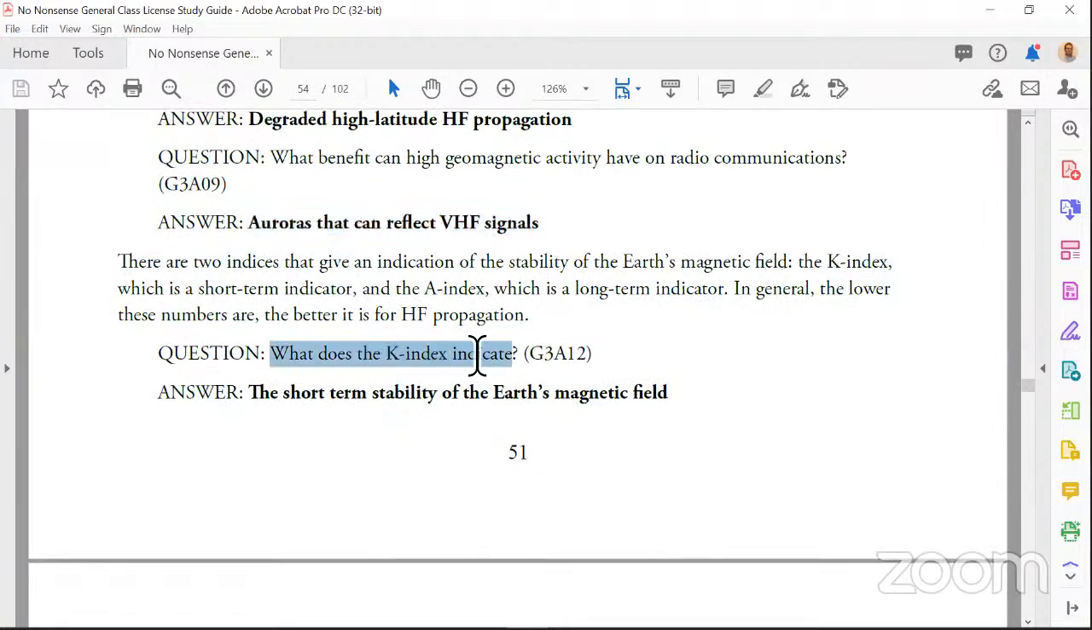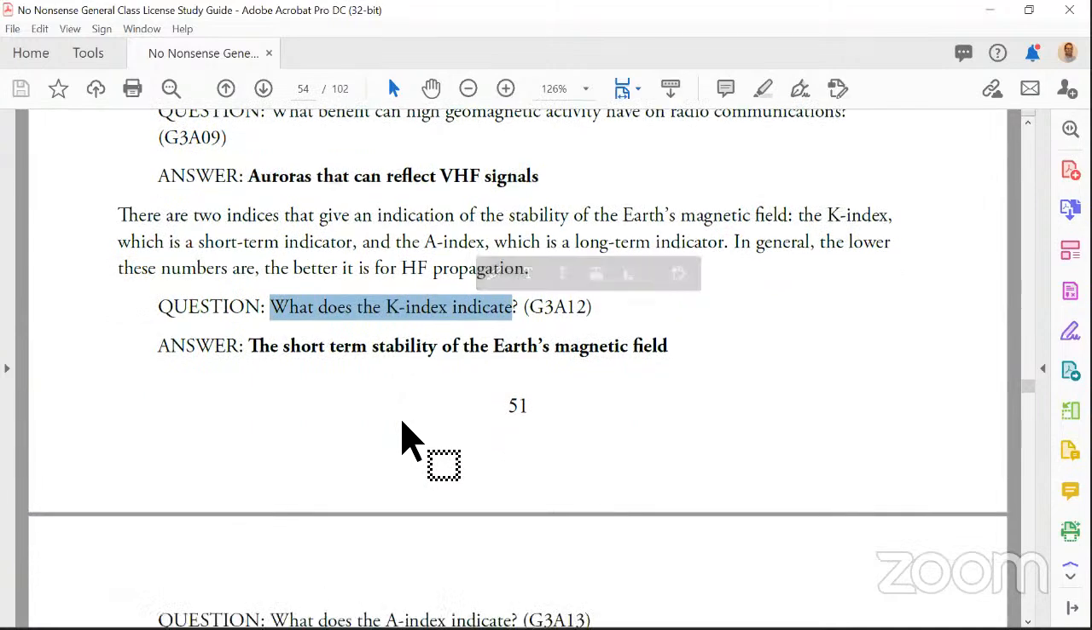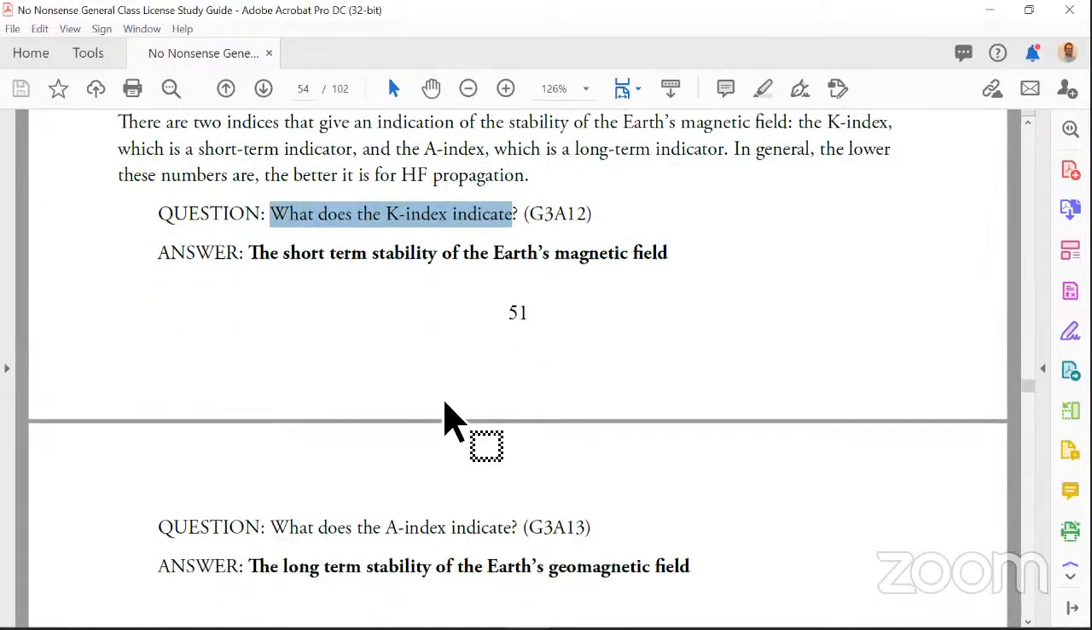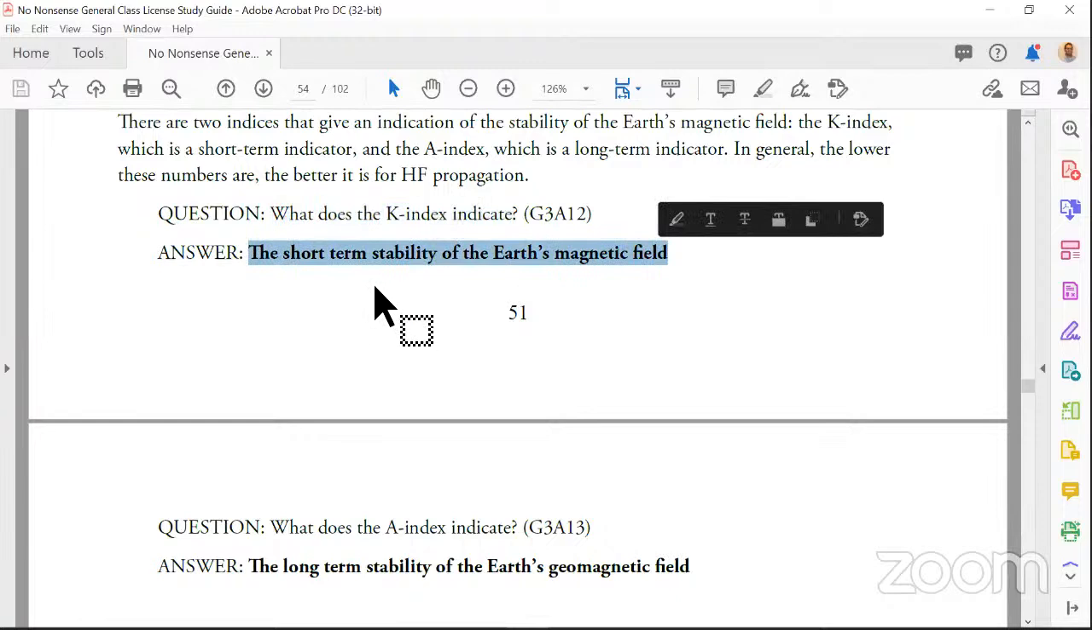Our next question in the question pool. What does the K-index indicate? So remember, we talked about two indices before. So we need to know the K index refers to the short-term stability of the Earth's magnetic field. So K index is short-term stability.